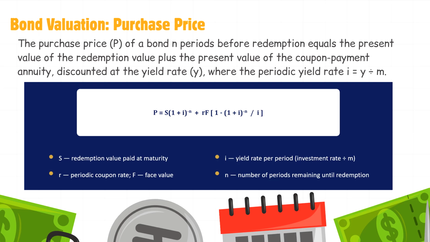So here's what the letters stand for. Letter S is the redemption value paid at maturity. Small r is the periodic coupon rate, and F is the face value. I is the yield rate per period, where it is the investment rate divided by M, and n is the number of periods remaining until redemption.